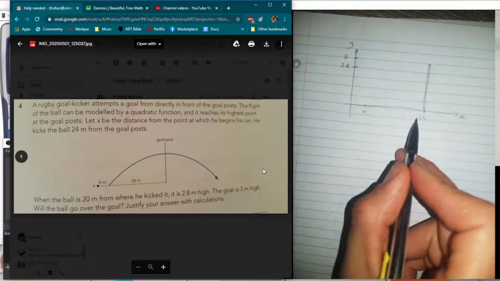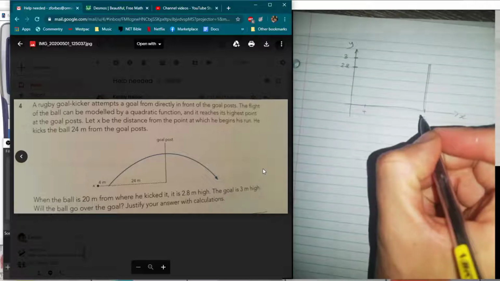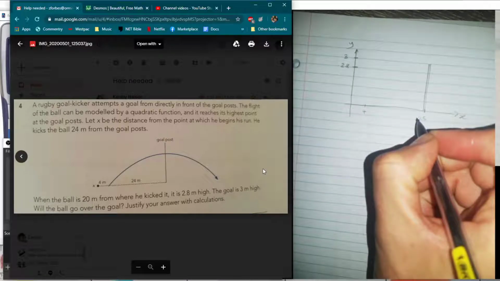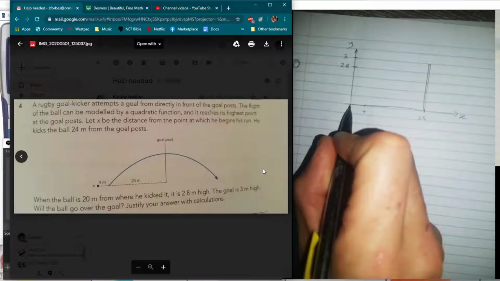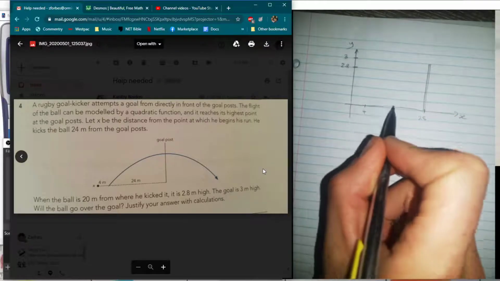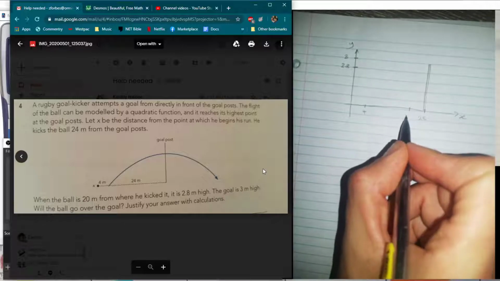But they said when the ball is 20 meters from where he kicked it. Oh dang, did I make a mistake? From where he kicked it, 20 meters from where he kicked it. So 20 meters from where he kicked it is 4 plus 20. So that's going to be at 24. Remember, scale doesn't matter too much.